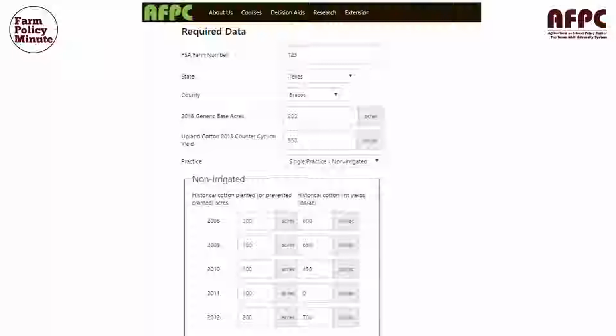And the way this program works, the county you pick is your administrative county. It is not the county the farm is in. It is where you actually do business with FSA. And that's the way we've been doing programs for quite some time.